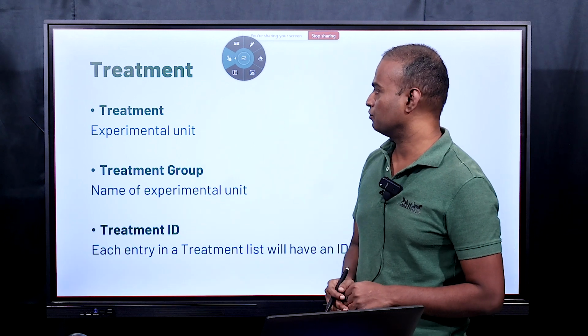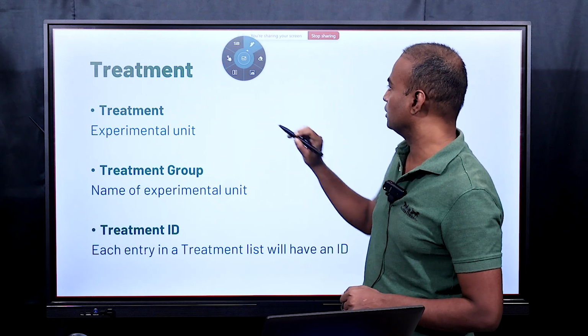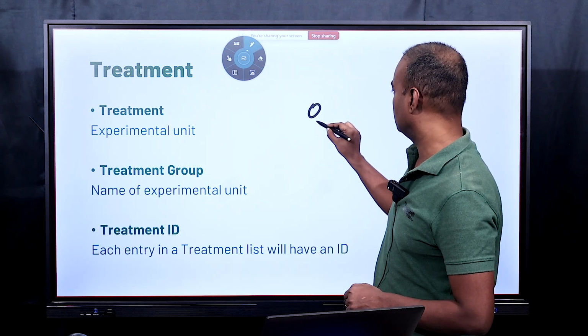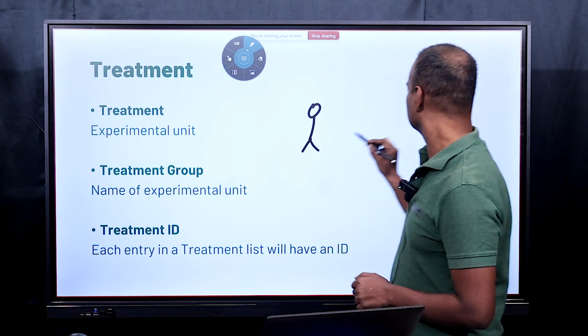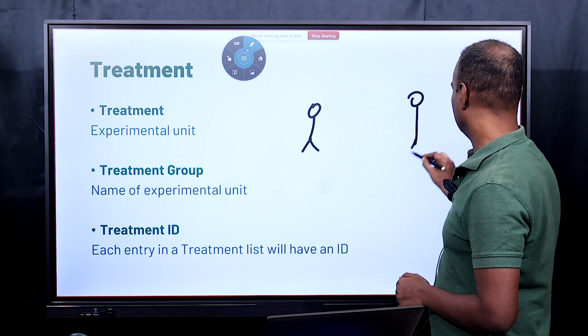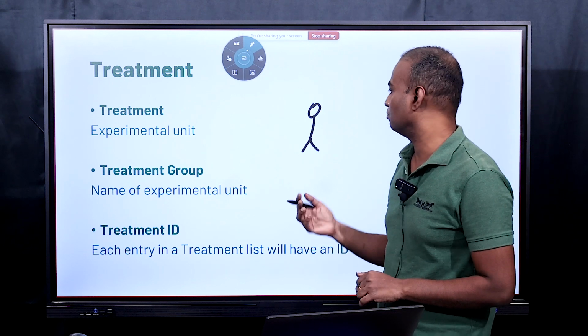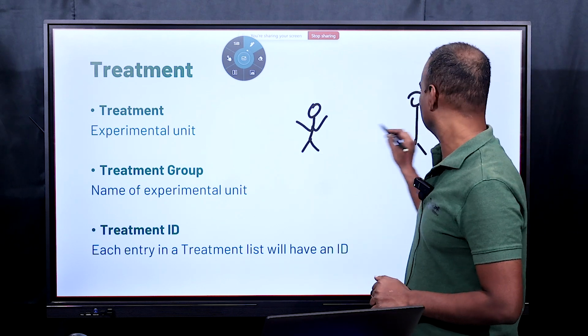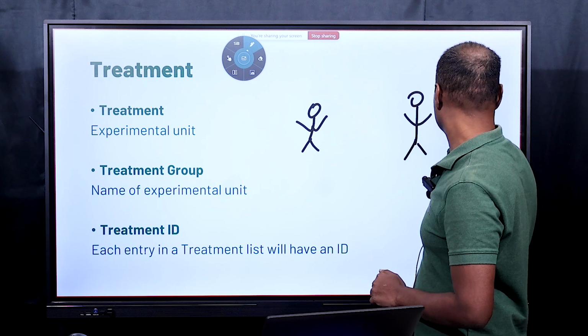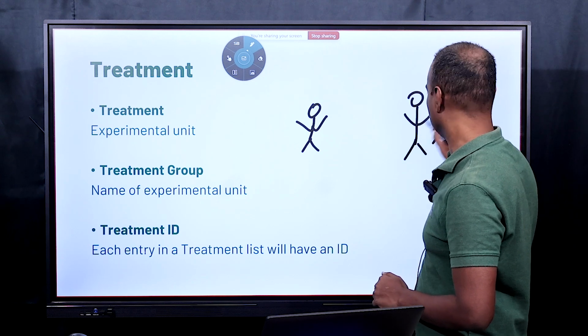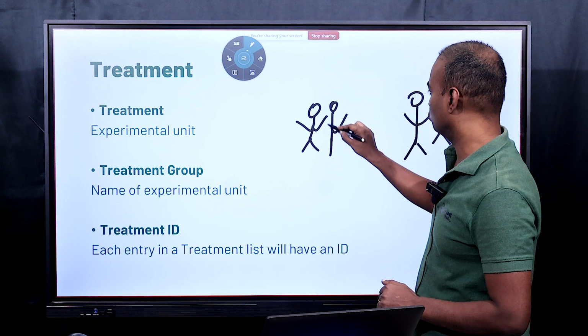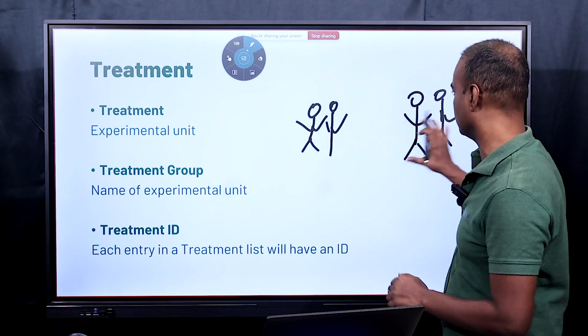So yesterday, as we discussed, if there is a patient, and this is one more patient, basically you can consider it as a treatment arm or anything. So there are two groups of patients. This is the first group, and this is the second group.